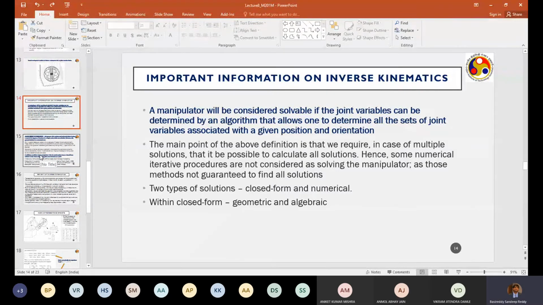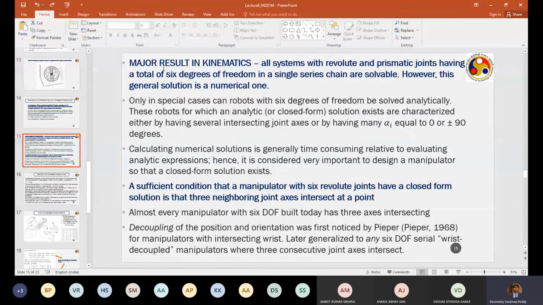Now just to make this point clearer about solvability, there are some major results in kinematics, and what I'm showing in this slide and the next slide, I think, answers a few questions that you have asked today and even yesterday also.